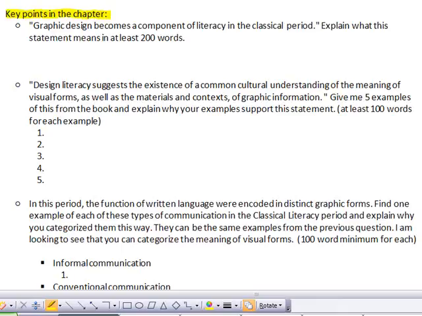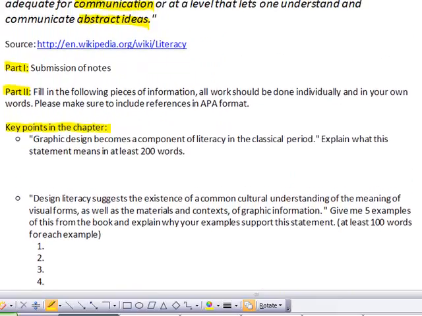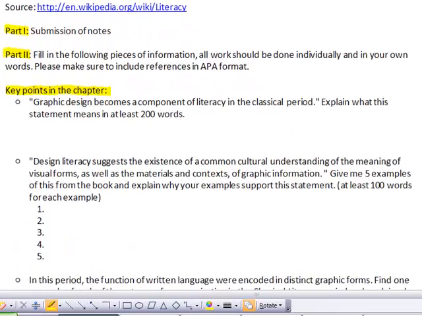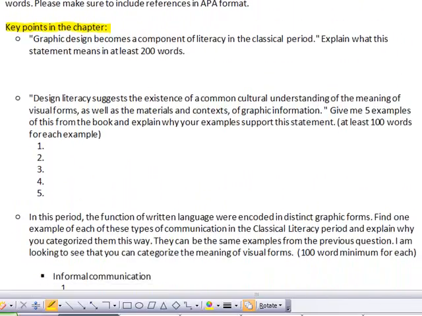One of the first key points is that graphic design becomes a component of literacy in the classical period. Explain what this statement means. What does it mean when it says a component of literacy? I've talked about it a little bit, but I want you to tell me in your own words what this means. You can take a look at the definition of literacy again, but I want you to tell me what this means to you.